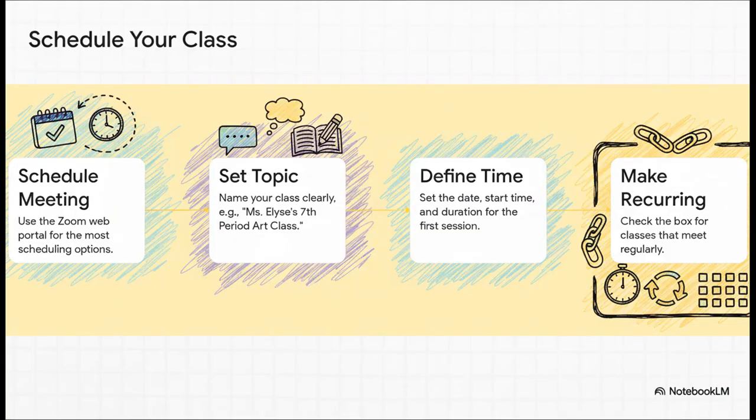First things first, let's talk scheduling. When you're in the Zoom web portal, you'll see an option for a recurring meeting. You definitely want to check that box. Think of it like booking a permanent classroom for the whole semester. You set the name and the time and the recurrence once, and boom, your students always have one single link to get to class. Easy.